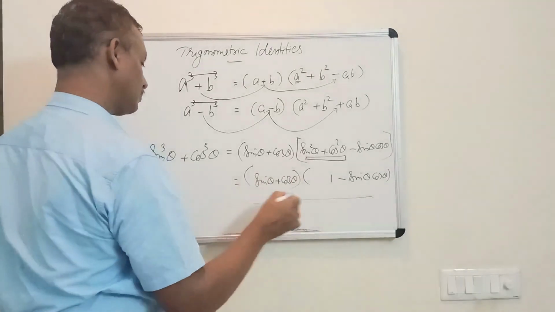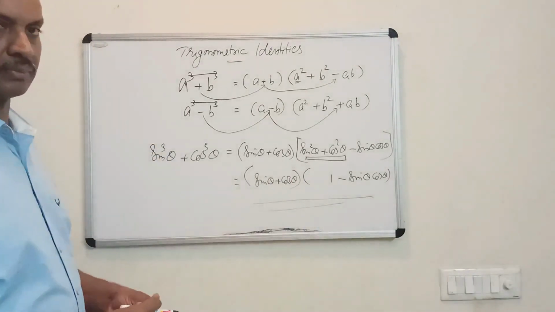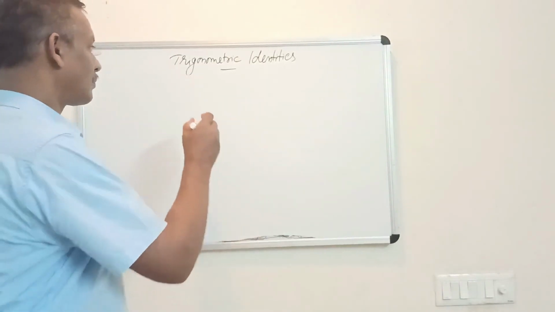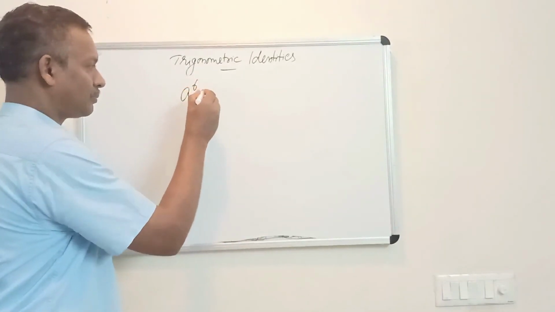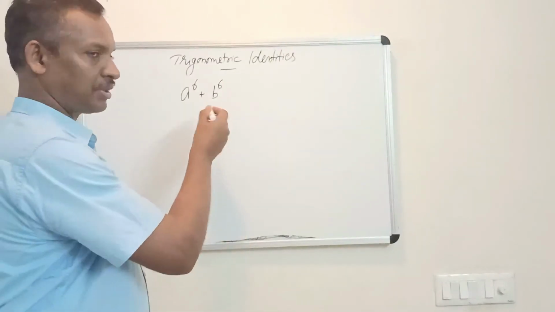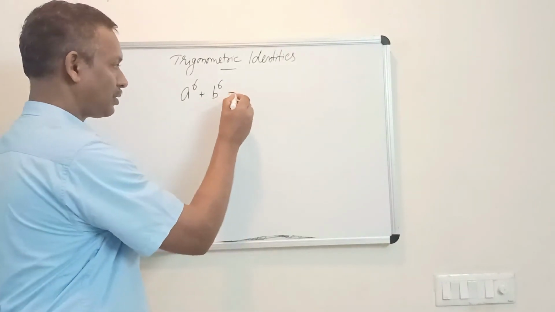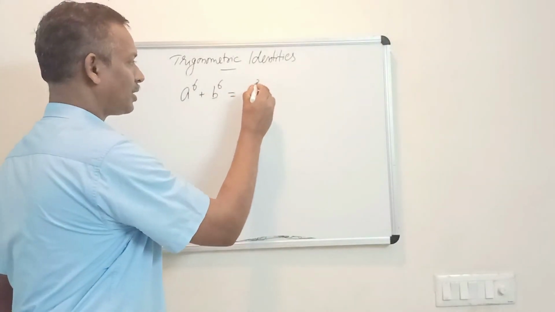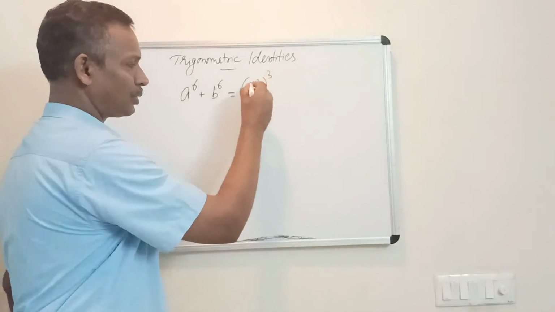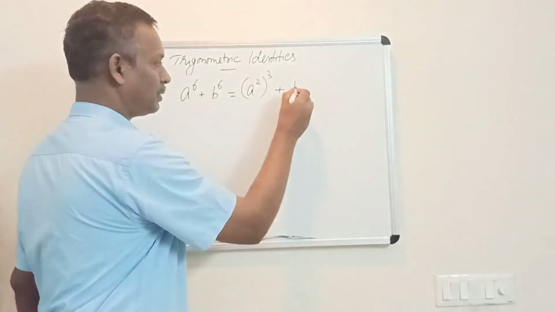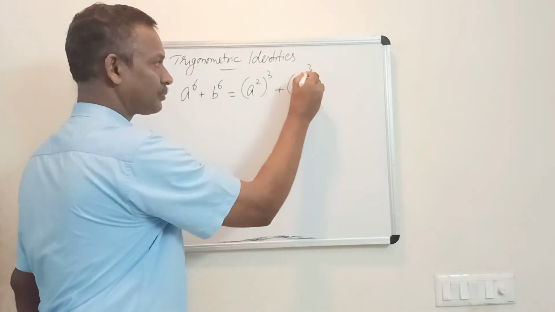This is the proof. Okay, the next one is a raised to 6 plus b raised to 6. It can be its negative also, but I write only positive. It can be written as a square the whole cube. You can do the opposite also, but this is better. A square the whole cube plus b square the whole cube.